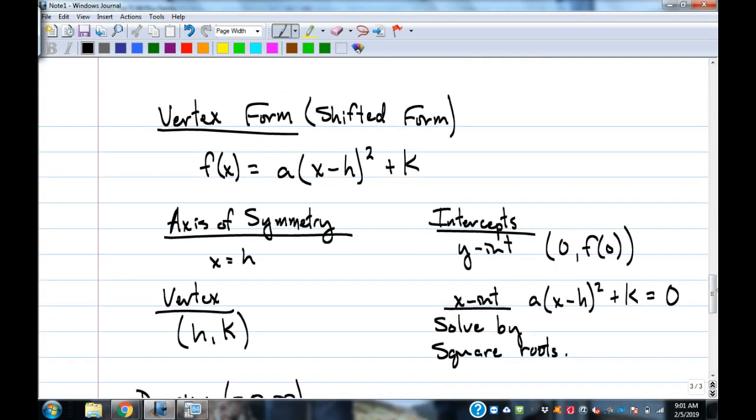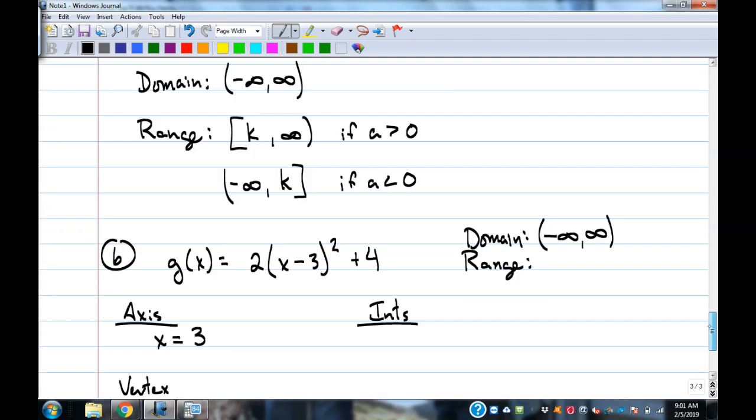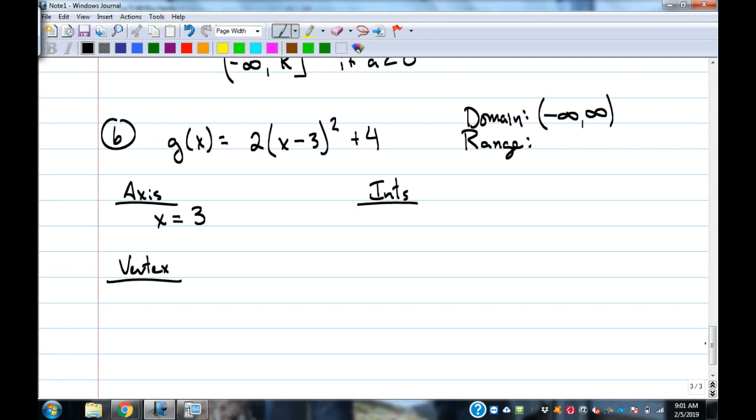And remember when we were doing translations and transformations in chapter 3, whatever happened on the inside, it was the opposite. So a minus moved to the right instead of to the left. Same idea here. Okay, axis of symmetry is 3, so the vertex would be 3, 4. Straight up. You don't have to do any work to get there.